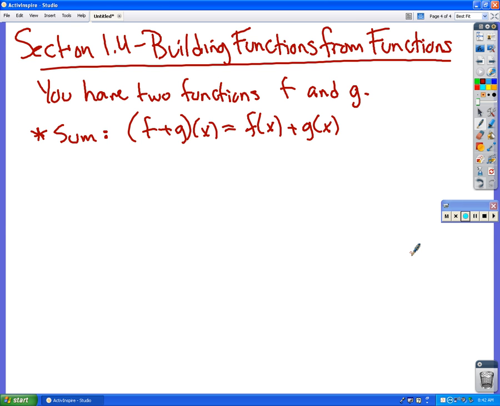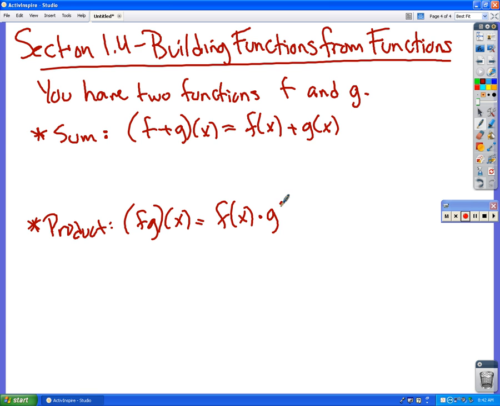What's another way do you think we could define a new function? Foil it. Foiling is a way of not doing the parentheses. You are multiplication. Okay, so that's another way that we could do it. We could do the product of two functions, and the way you would write that is f times g of x, and guess what that would equal? The same thing: f of x times g of x.